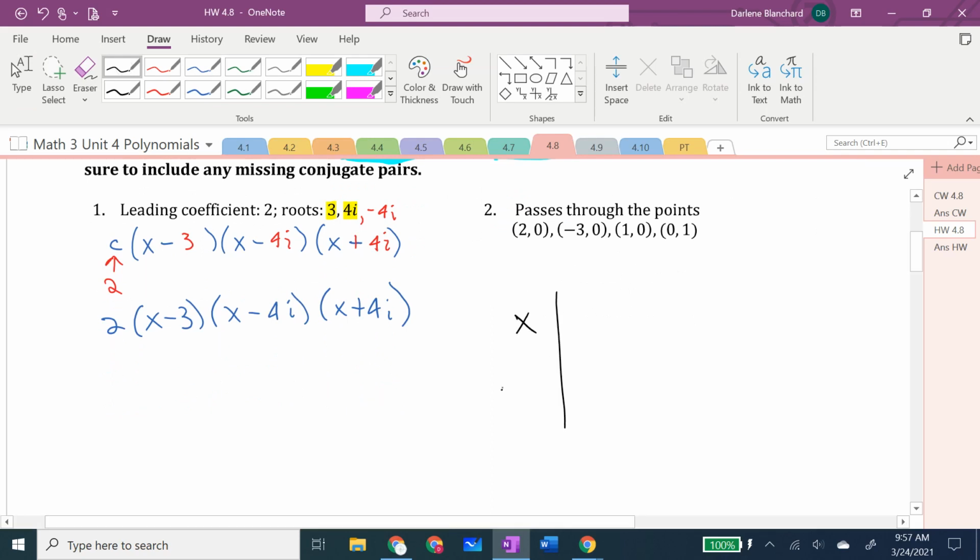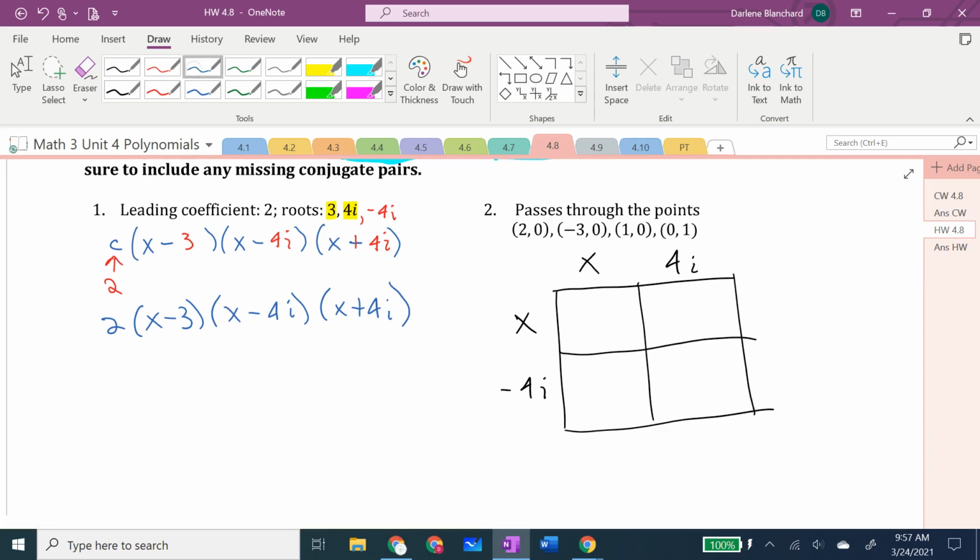So I've got x minus 4i multiplied by x plus 4i. When I multiply, I get x squared. I get positive 4i times x. Ooh, I get negative 4i times x. And that's the beauty of the conjugates. I'm going to finish the last box and then come back to the beauty of the conjugates. So negative 4 times 4 and i times i.